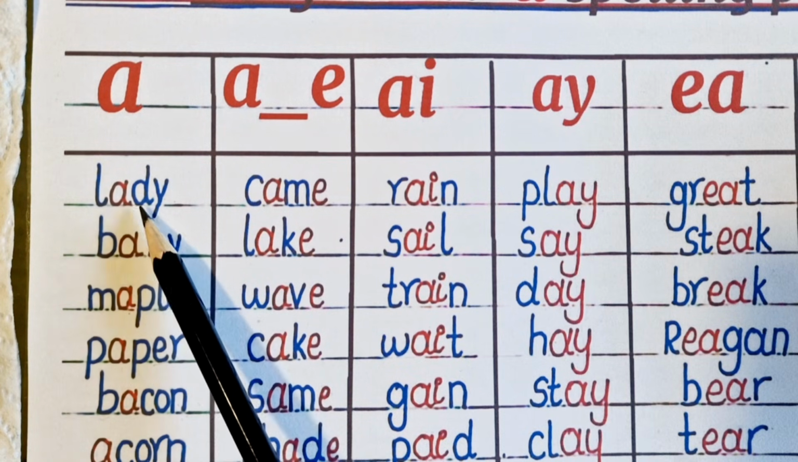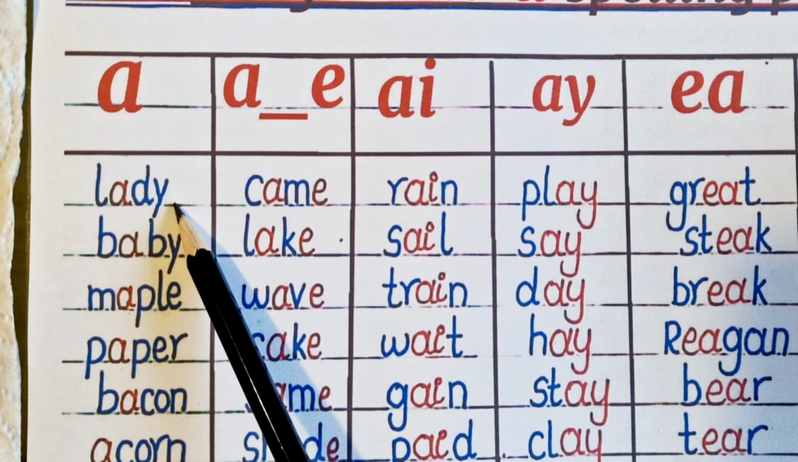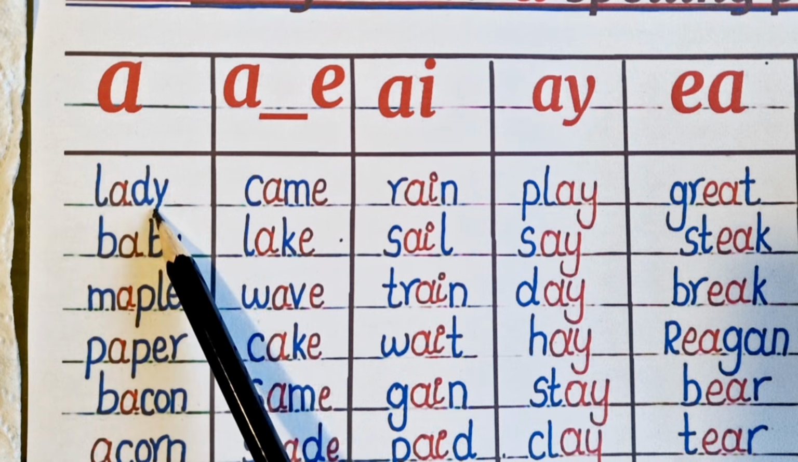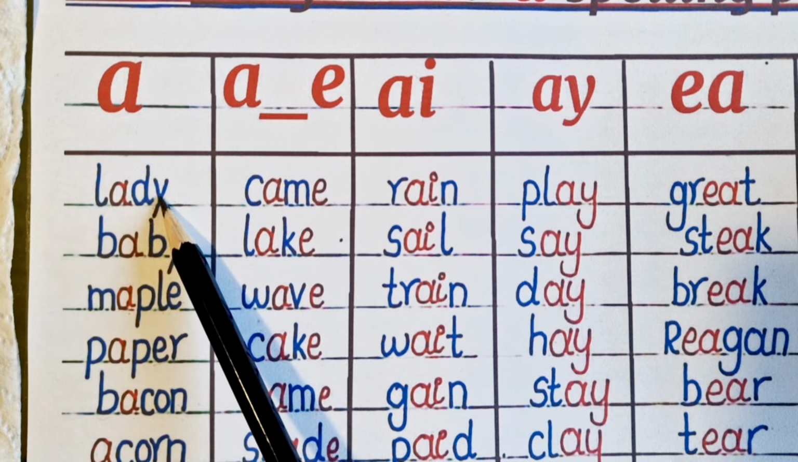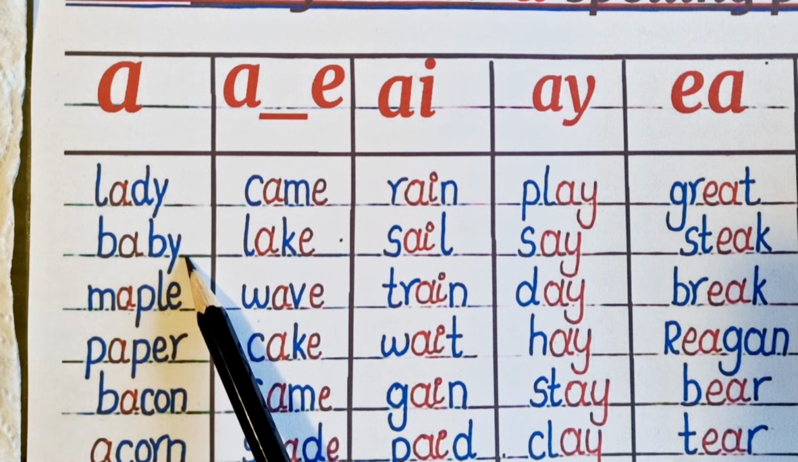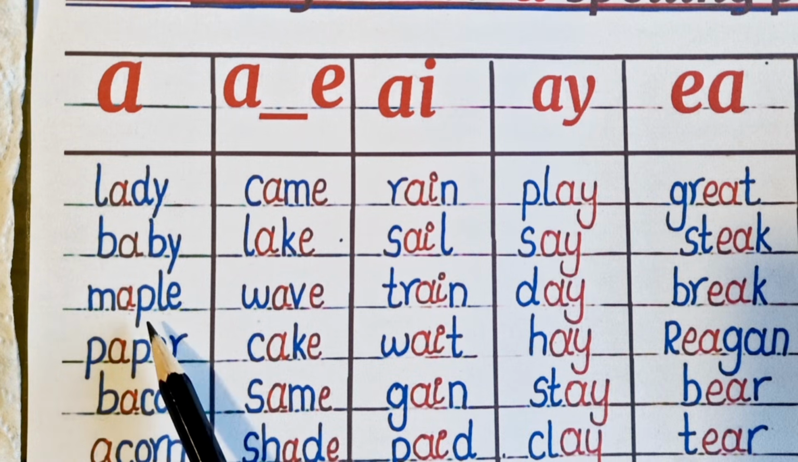L, A, D, E, lady. The sound of Y is Y, but when Y comes at the end of a word, then we will read E, lady. B, A, B, E, baby. M, A, P, maple, and this E is silent. P, A, P, E, R, paper. This word we will read as a tricky word, bacon.